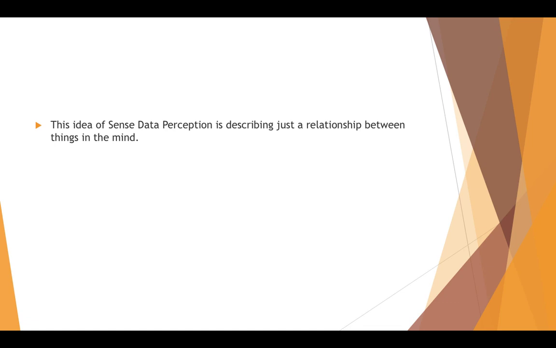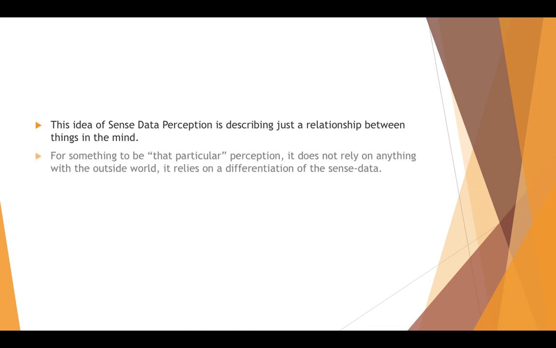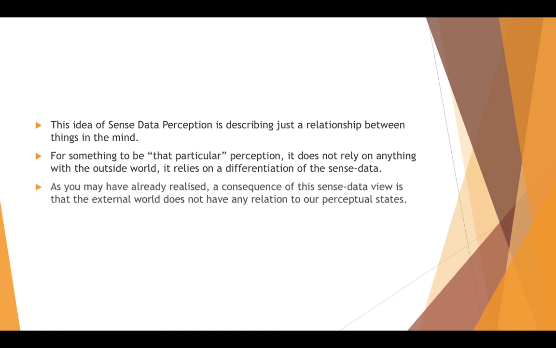This idea of sense-data perception describes just a relationship between things within our mind. Now we've closed off our mind to mind-independent objects. We're just talking about things within the mind itself. So for this exact perception of a water bottle that I'm having, it does not rely on anything from the outside world. It doesn't rely on any physical water bottle or object. It relies on a differentiation of the sense data.